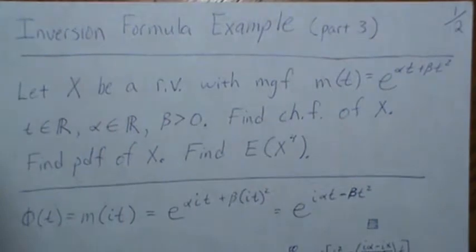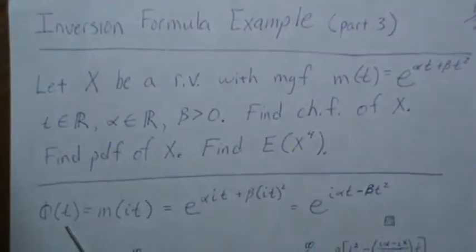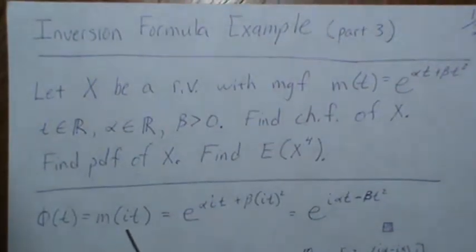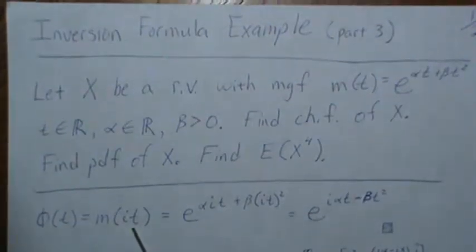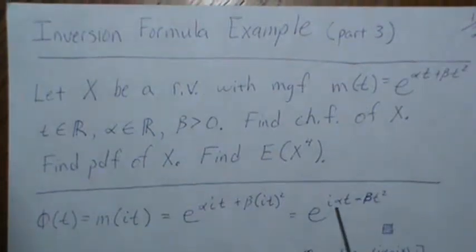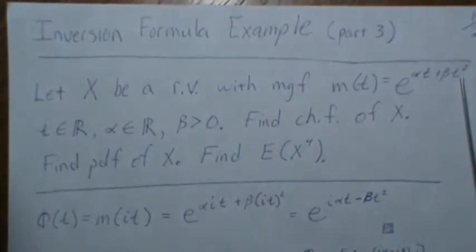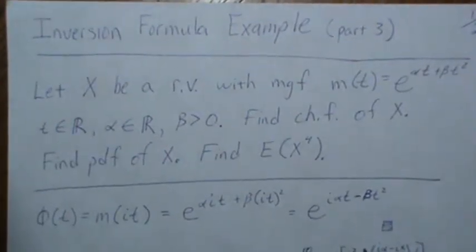Okay. Well, the first piece, find the characteristic function, is pretty straightforward. Since we know the moment generating function, we can evaluate the moment generating function at it. So that means stick in an it wherever there's a t. So it becomes this and this. Now with the i, we get i squared, which is -1. That's why that sign changed there.